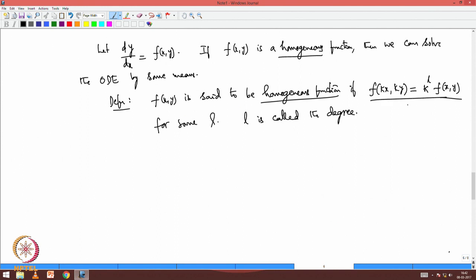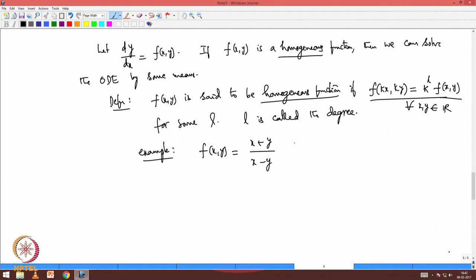for every x, y in R. Nothing is given means the full real numbers. So if you have such a homogeneous function, what is the meaning of this? For example, these are not aliens. You can have f of x, y equal to x plus y divided by x minus y.